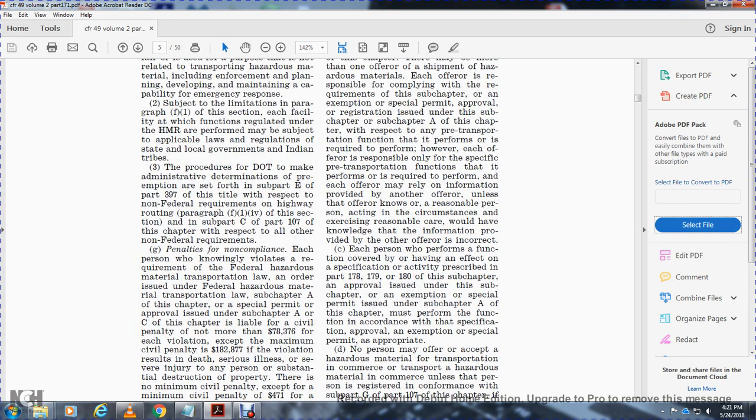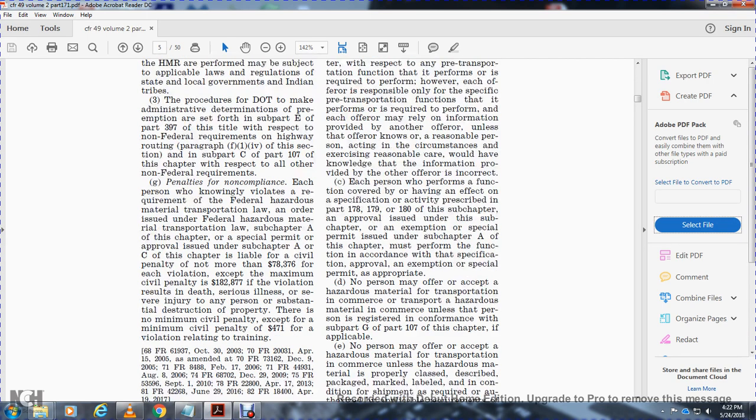Each person performing a function covered and having the effect of the specification of the activity prescribed in parts 178, 179, and 180 of this subchapter, or an approval, exemption, or special permit issued under this subchapter or subchapter A, must perform the function according to the specification, approval, exemption, or special permit.